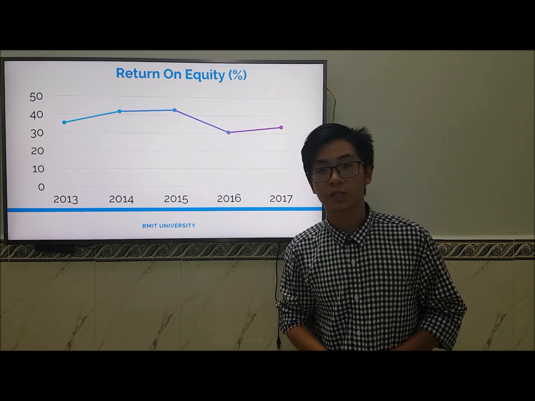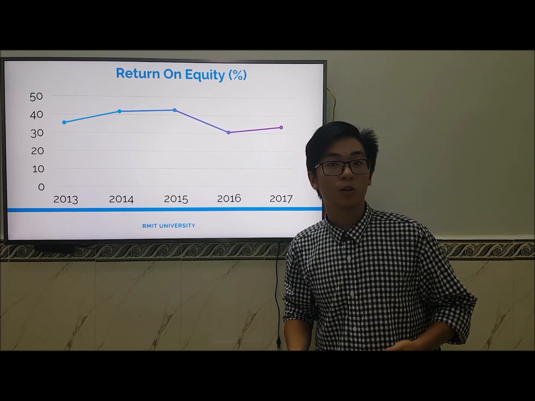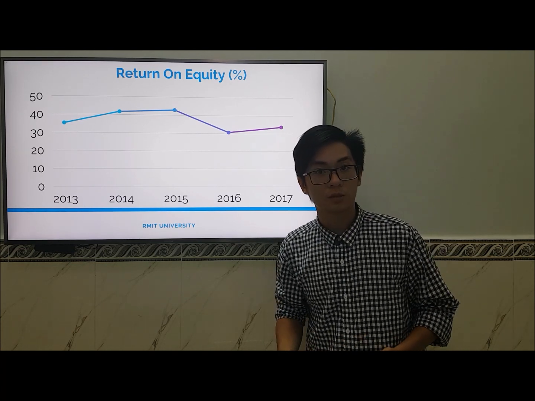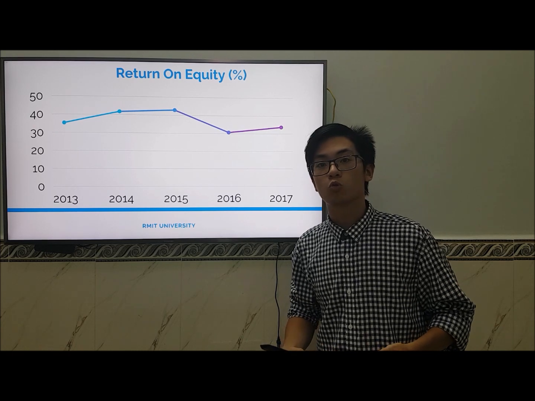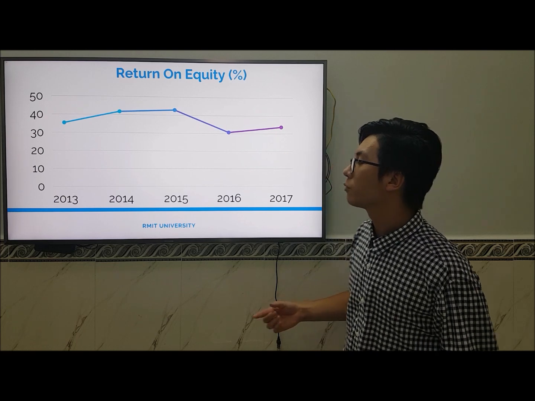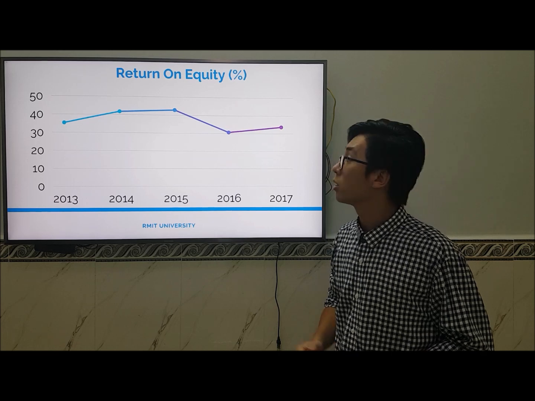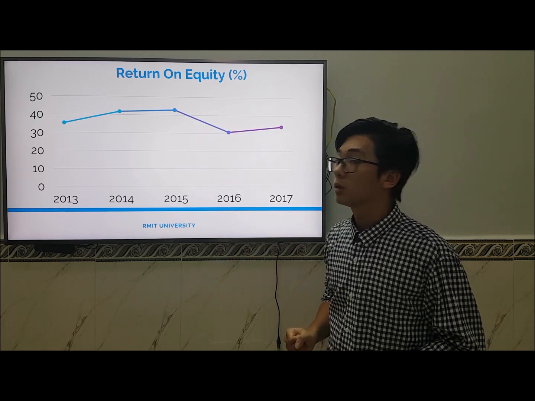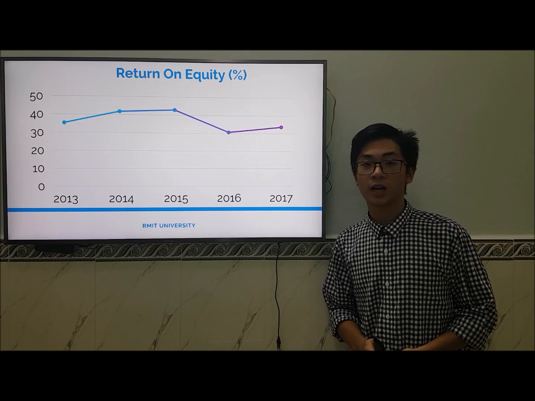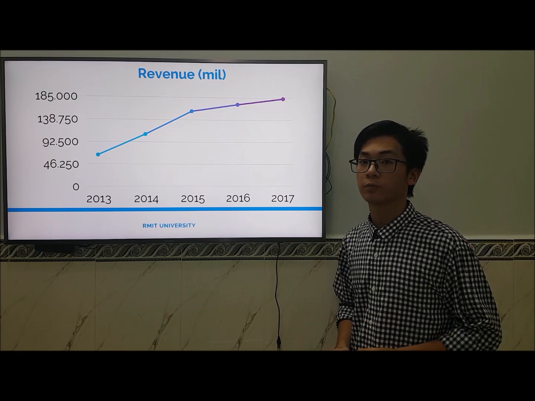Now, return on equity is chosen because it indicates how effectively Apple is turning the investors' funds into business gain and growth. Obviously, from 2013 to 2015, Apple is doing a very good job, but after that, the investors will not be so happy. And finally, to analyze Apple's ability to make profit, let's have a look at revenue.